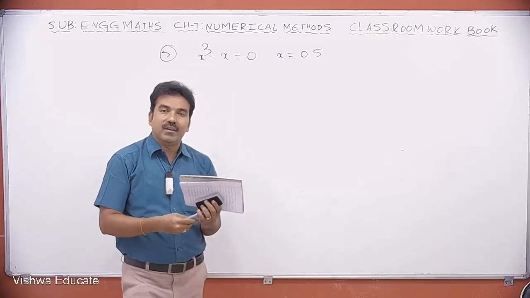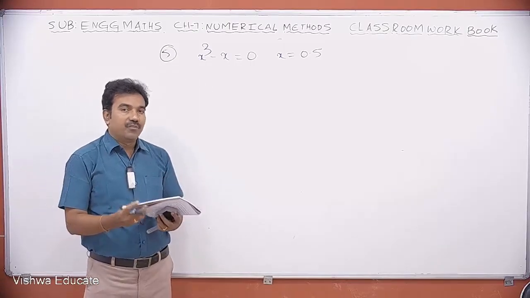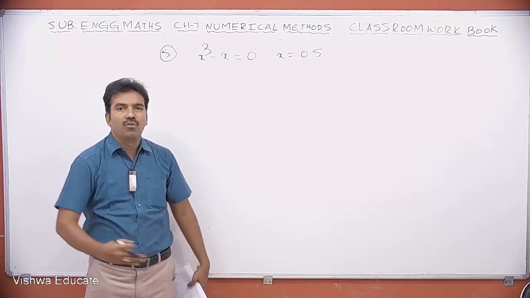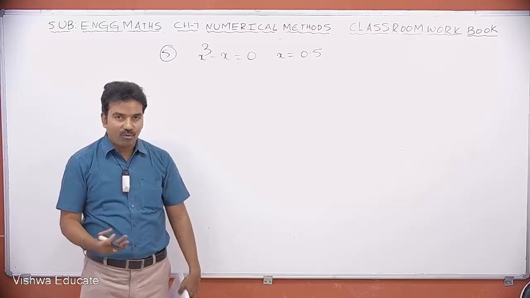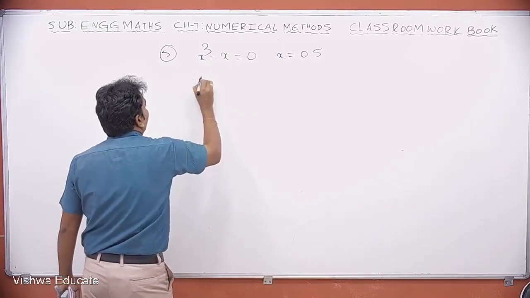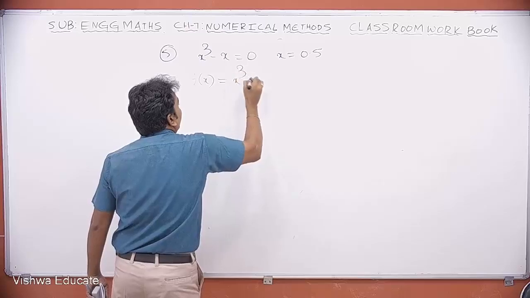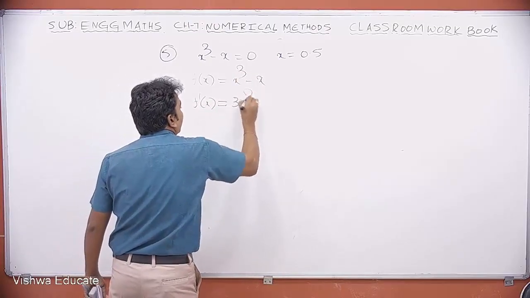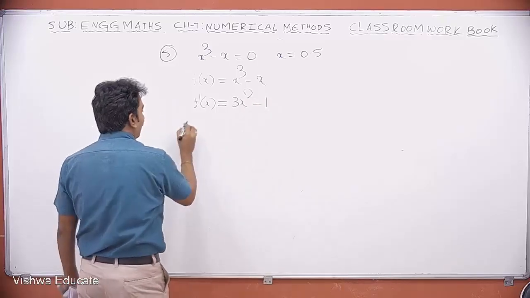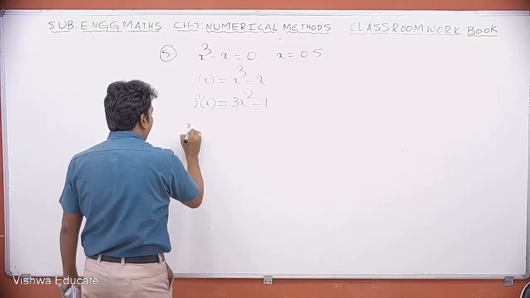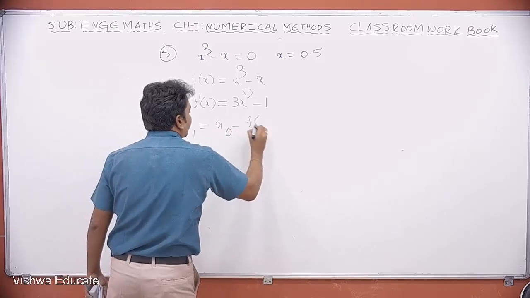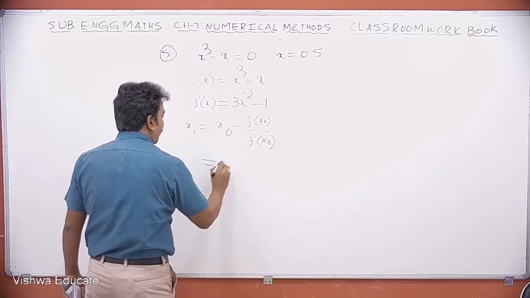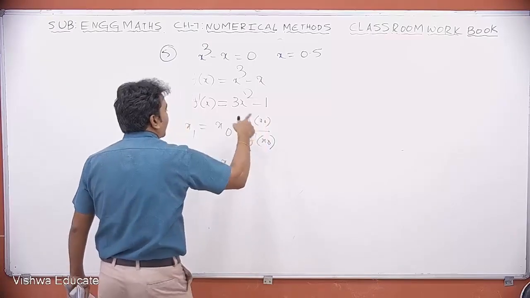Now let us see how to handle this. At first we try to find x1. Compare x1 with the previous value. If it doesn't match, then you go on finding the next iterative values. So here f of x equal to x cube minus x. f dash of x equal to 3x square minus 1. So therefore I can go for this: the x1 value is x naught minus f of x naught divided by f dash of x naught.